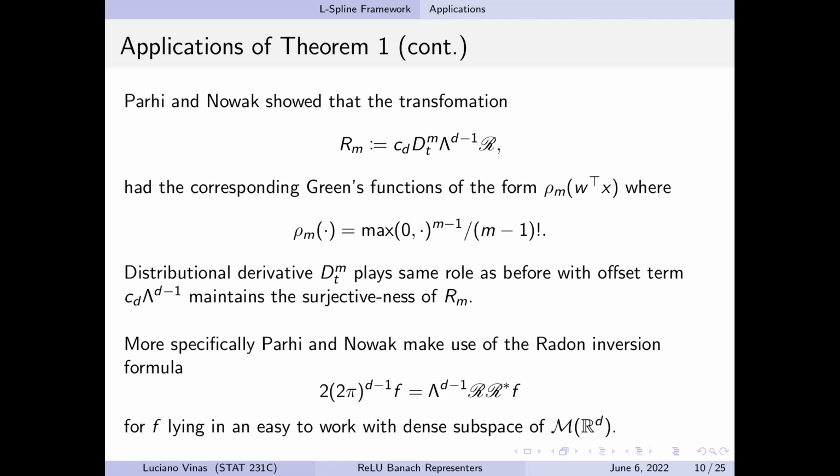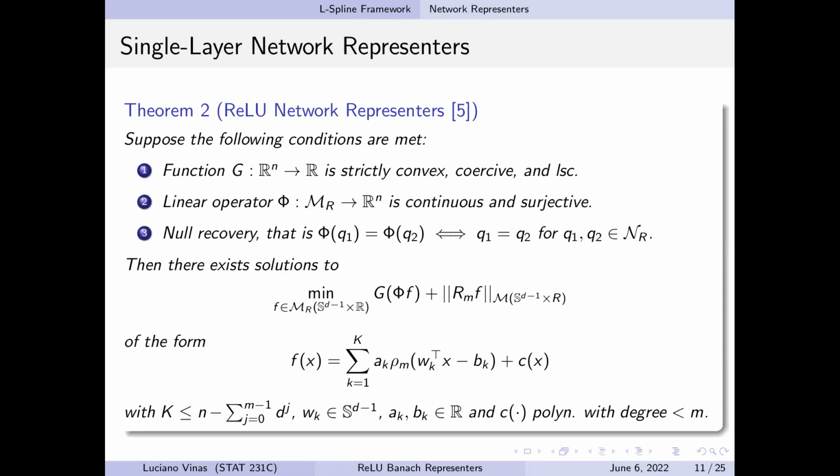That's what we're going to want in order to use Unser et al.'s result. So working off Unser et al.'s result, what Parhi and Nowak show is that there's a little bit of difference in the assumptions here, but we'll go into it more. That if our function g is strictly convex, coercive, and lower semi-continuous, if our linear operator is now continuous and surjective, and again, we have no recovery, then there exist solutions, not necessarily a complete characterization, to the optimization of the form below, right? And so this form here, again, is this sum of ReLU-like functions with this linear transformation and this bias shift, plus some null component, which we're just going to say is a polynomial with degree less than that, right? So it's a very interesting result.